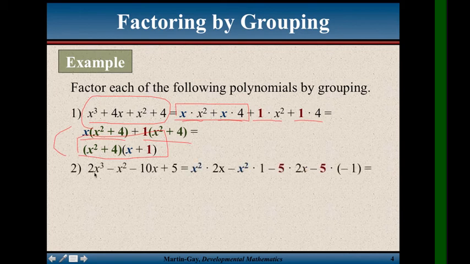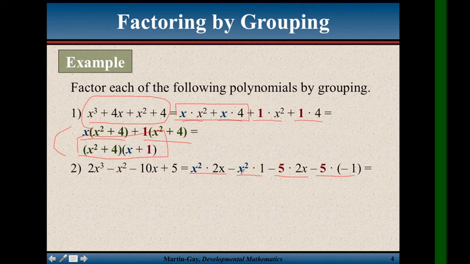Another. So we have 2x cubed minus x squared minus 10x plus 5. We need to factor this example. For 2x cubed, we have x squared times 2x. For negative x squared, we have negative x squared times 1. For negative 10x, we have negative 5 times 2x. And for 5, we have negative 5 times negative 1, because negative 5 times negative 1 is positive 5. That's why we have positive 5 here.